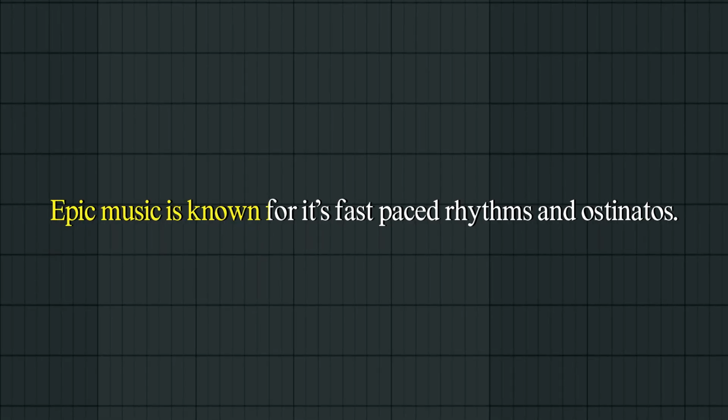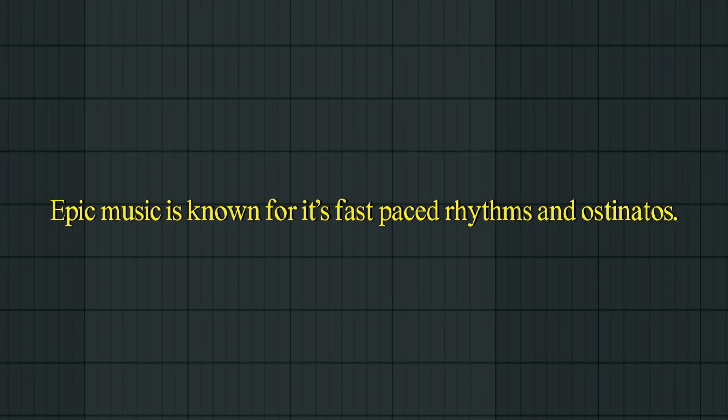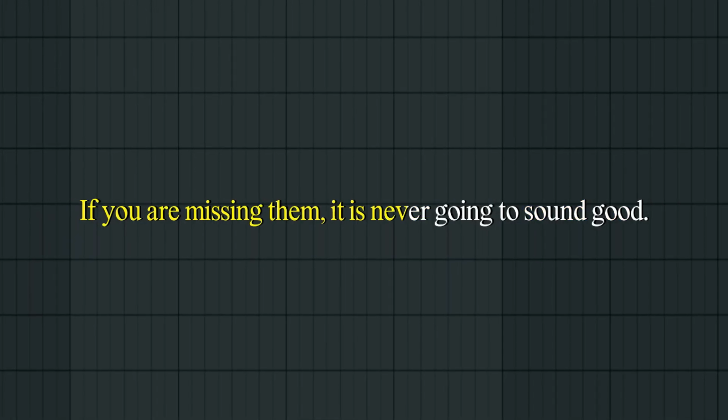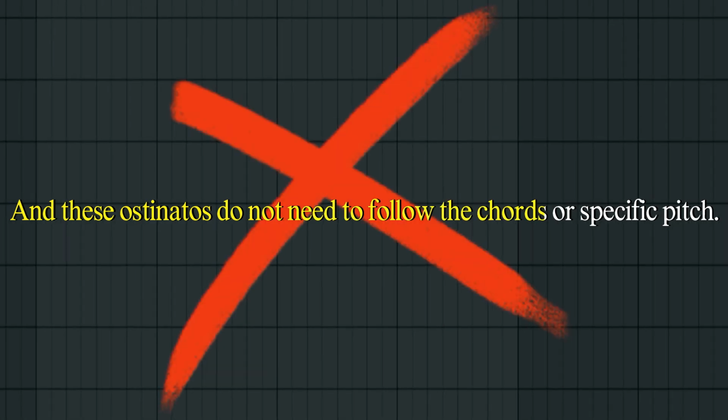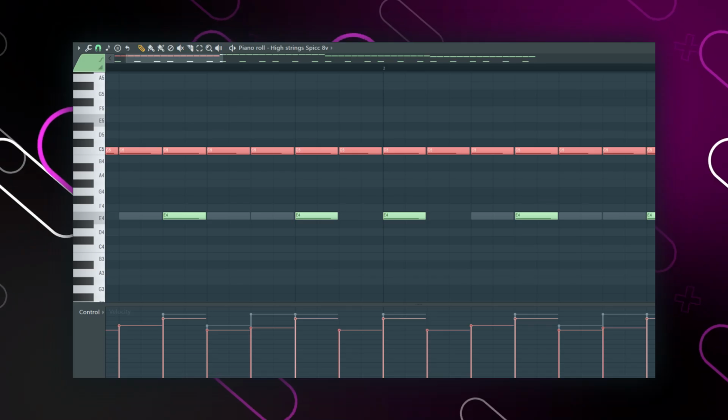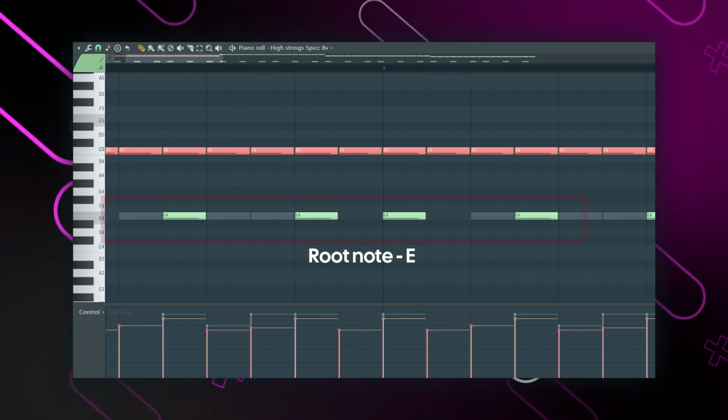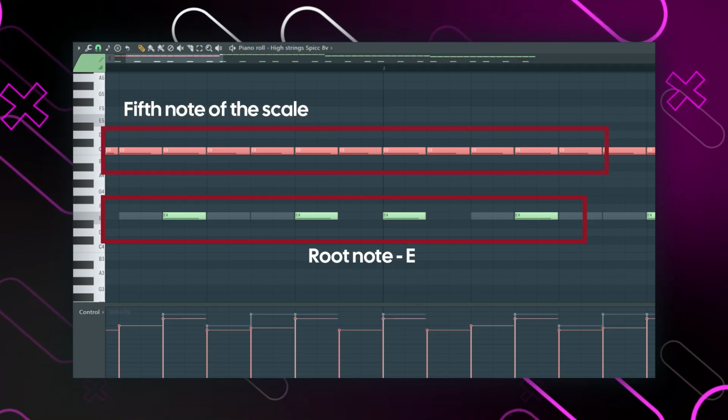Epic music is known for its fast-paced rhythms and ostinatos. If you are missing them, it is never going to sound good. And these ostinatos do not need to follow the chords or specific pitch. What you can do in your ostinatos is only use the root notes and the fifth notes for the rhythm.